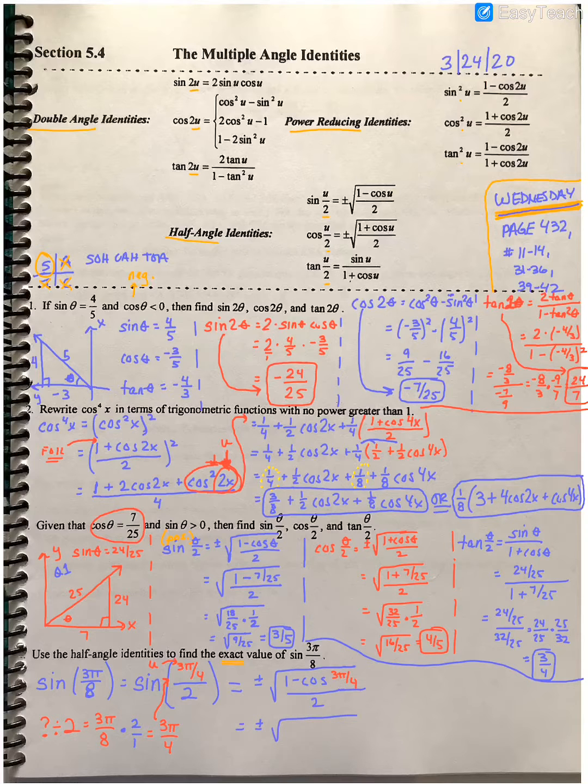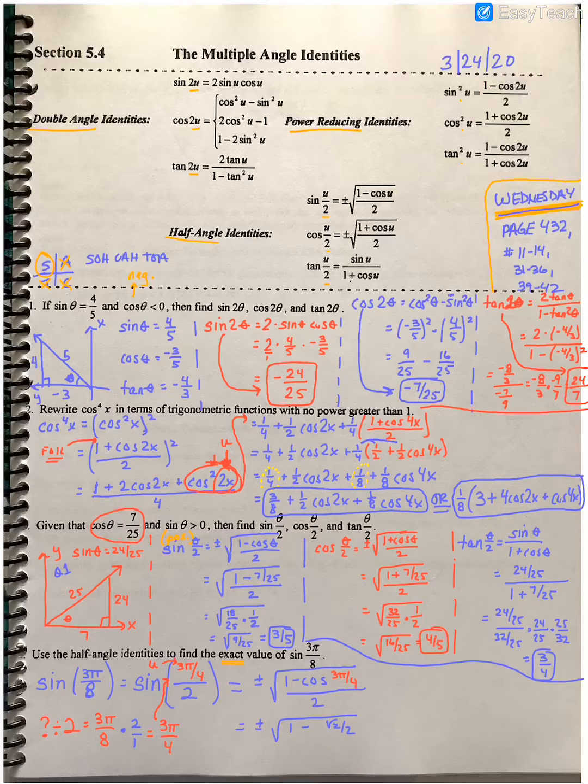Square root of 1 minus. What is the cosine of 3 pi over 4? So first of all, I hope you have your unit circle close. 3 pi over 4 is a multiple of pi over 4. So first of all, what is the cosine of pi over 4? And the cosine of pi over 4 is square root of 2 over 2.